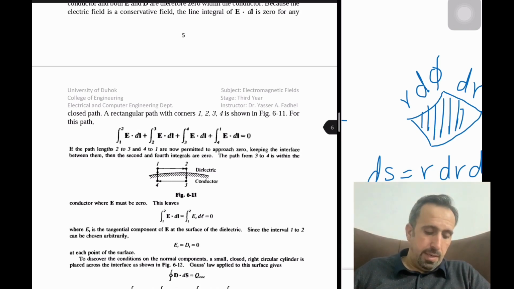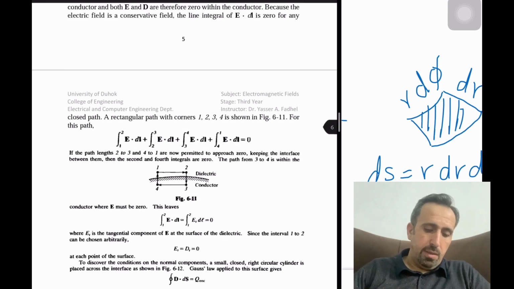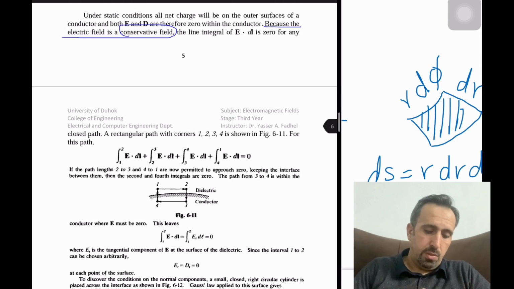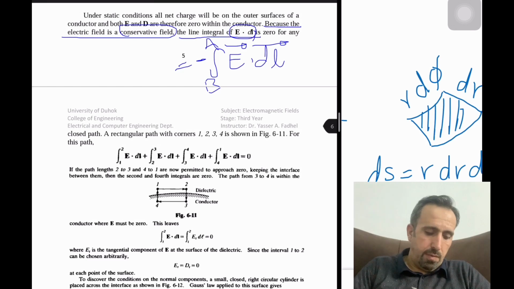So for that reason, here it is somehow the same thing, saying that because the electric field is a conservative field, as we mentioned, the line integral of E dot dl. What does E dot dl remind you of? E dot dl equals the voltage, as you know, from B to A, and you have a minus here, you have V A to B.